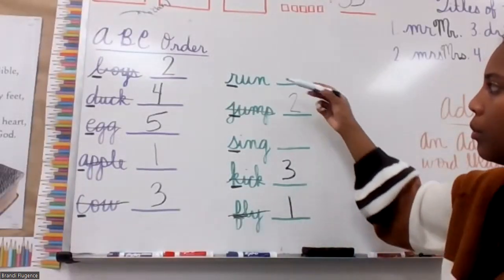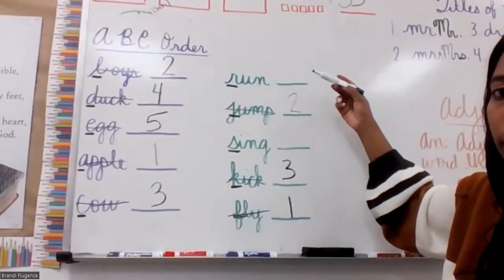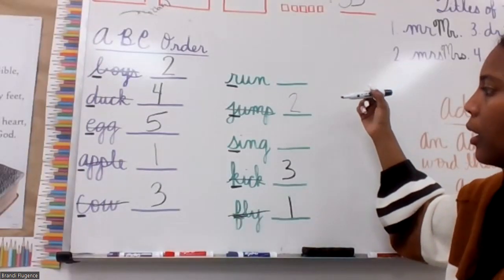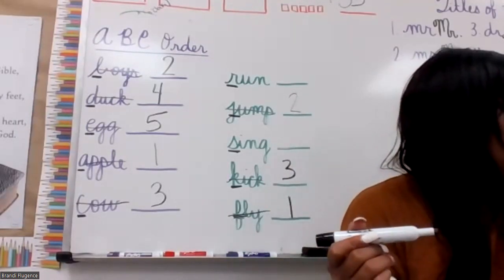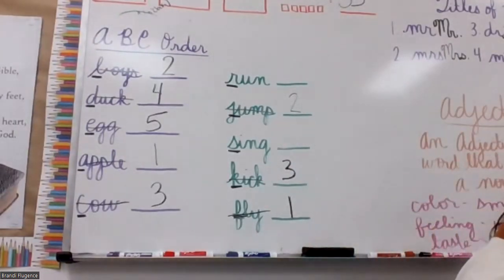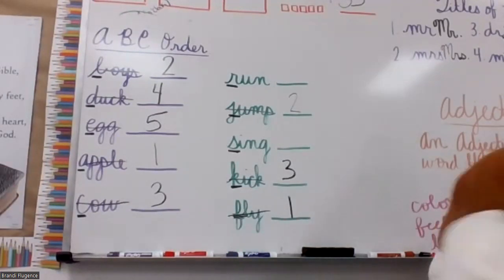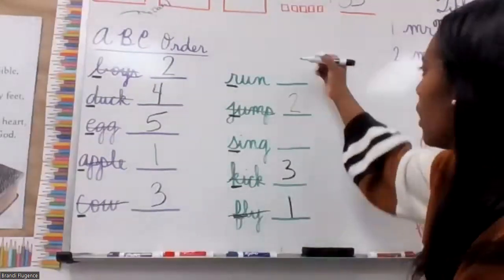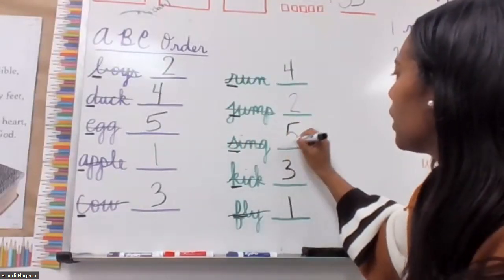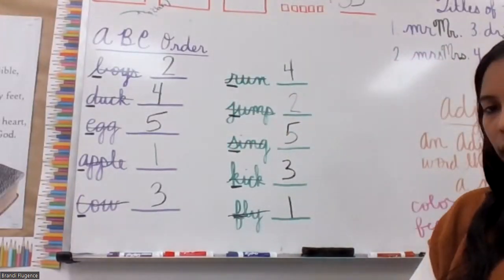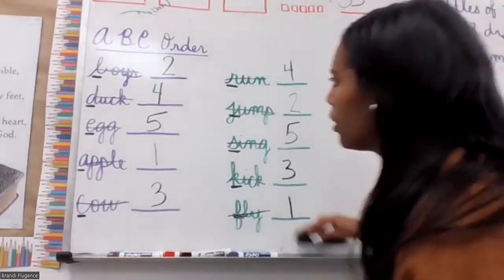H, I, J, K, L. No. M. No. N. No. O. No. Q. No. R. Yes. That means this is fourth. And then our last one obviously is going to be S. So we just put that in order of the alphabet.